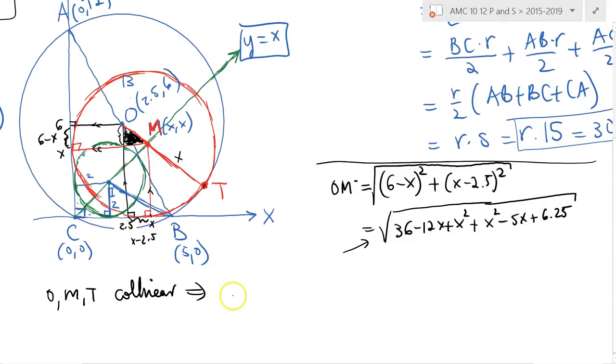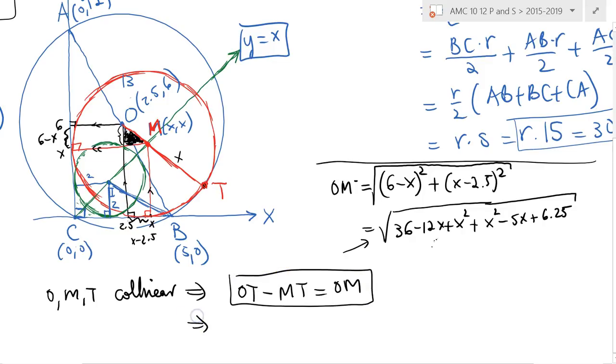So we have this expression for OM. Let's just express OM as the difference between OT and MT. We established that OT, which is the circumradius, is 6.5, so let's just write the formula first: OT minus MT is just equal to OM, right? So that's the expression I'm going to use. OT, like I said, is 6.5, this is the circumradius, minus MT is just x, the unknown that we want to figure out, and OM is just this radical expression.